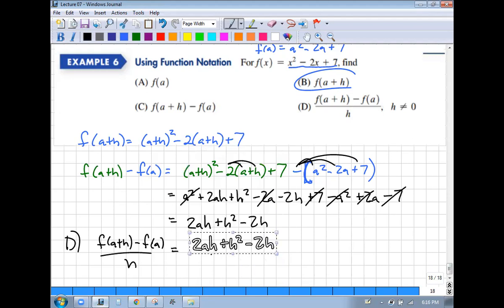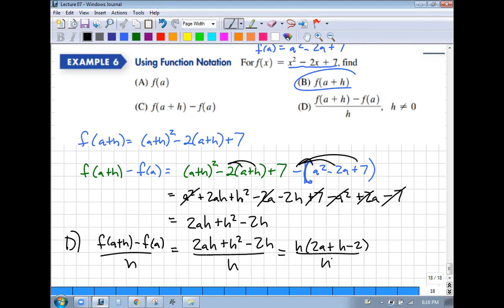I put that over h. Since everything has an h in it, everything on the top has an h, I could factor the h out. This is h times 2a plus h minus 2. So since there's an h on the top and the bottom, this is just 2a plus h minus 2.